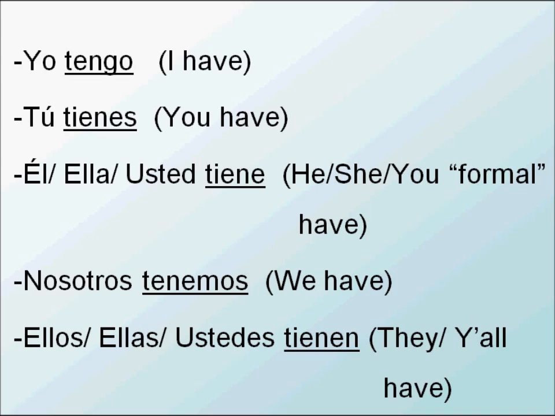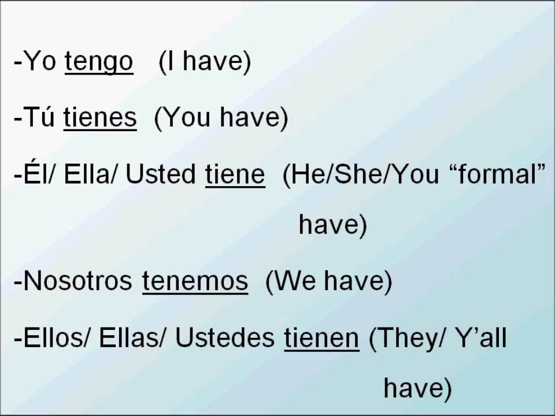Sounds like the dance. Alright, tienes is how we conjugate it for the tú form. Same thing here. Tienes is understood by itself to mean you have. You don't always have to put the tú in front of it. You can if you want, but it's not required. So repitan, tienes. Tienes. Make sure you pronounce that I and the E.